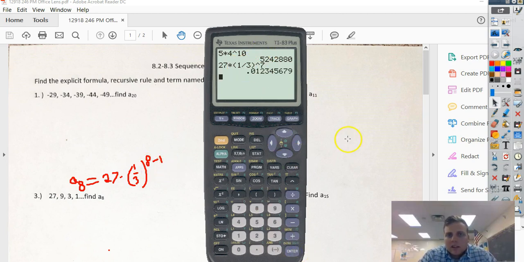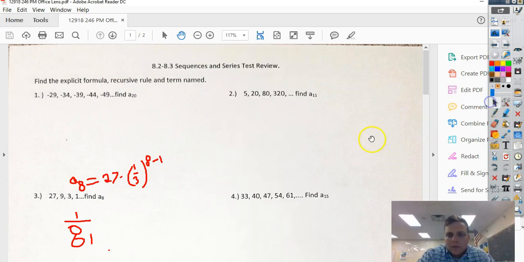Press enter, and I get this weird, funky number, and I'm totally okay if you just want to write 0.0123, but I'm going to change it to a fraction just because that's easy, and I get 1/81. So the 8th term is just 1/81. That is what the 8th term is equal to. Okay, let's try now doing number 4.